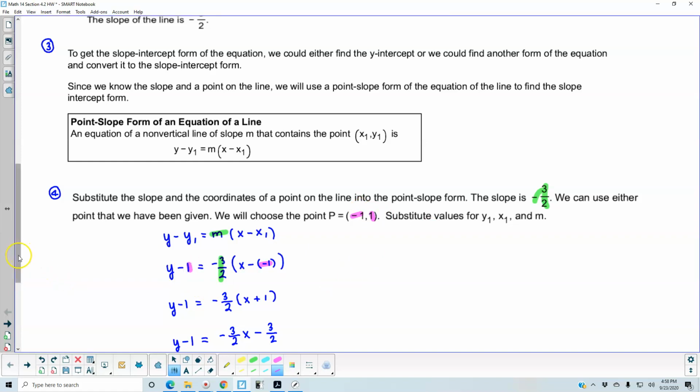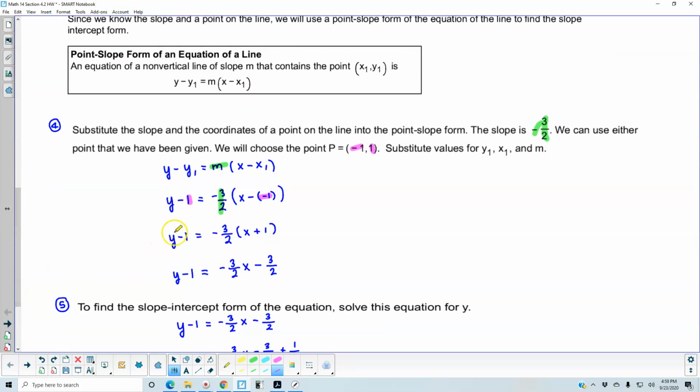And so now what we're going to do is combine like terms. So we have y minus 1 over here. This becomes x minus -1, which becomes x plus 1. And then the next thing we want to do is distribute the -3/2. So -3/2 times x gives us -3/2x, and -3/2 times 1 gives us -3/2. Now currently this is in point-slope form.